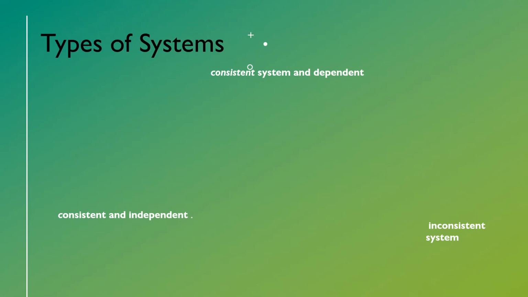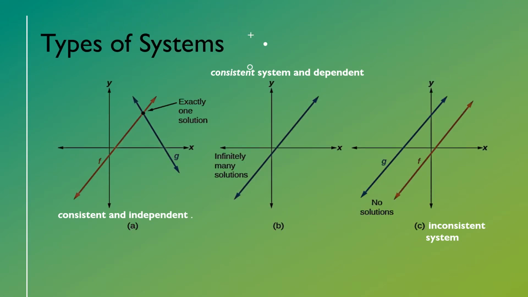Types of systems, we have 3 types. When 2 lines intersect, we obtain exactly one solution. It means the system is consistent and independent. If they coincide, it means we have infinitely many solutions. And if the 2 lines are parallel, it means there's no solution and the system is an inconsistent system.